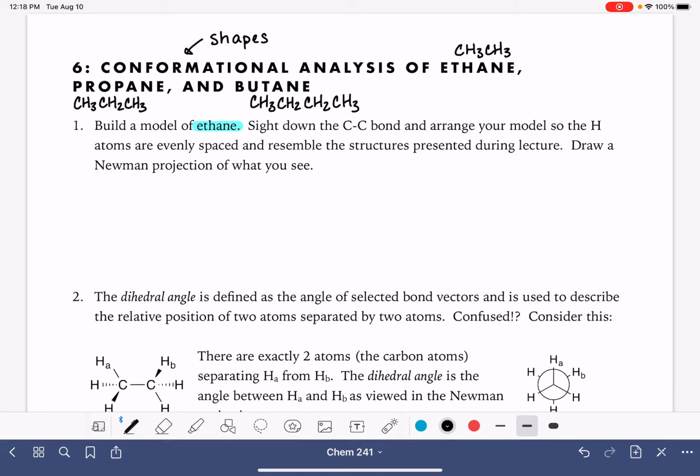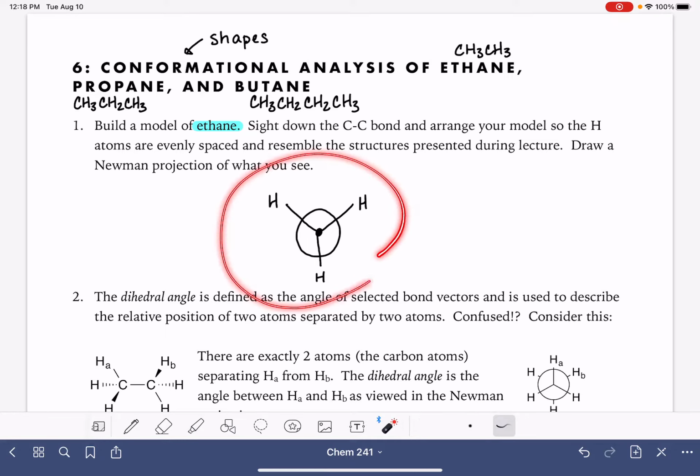If you do that correctly and you draw a Newman projection of what you see, you should have a carbon atom in the front, which we represent by a single dot, and a carbon atom behind it, which we represent as a circle. And then of course in real life, when you're holding your model kit, they're basically exactly the same size, but we really exaggerate it in these drawings. And then you're going to have 3 hydrogen atoms on the front carbon, and they're all going to be 120 degrees apart from each other.